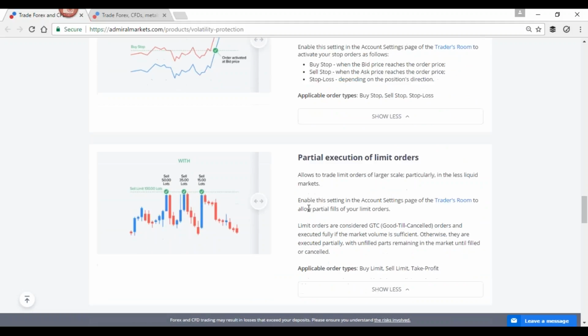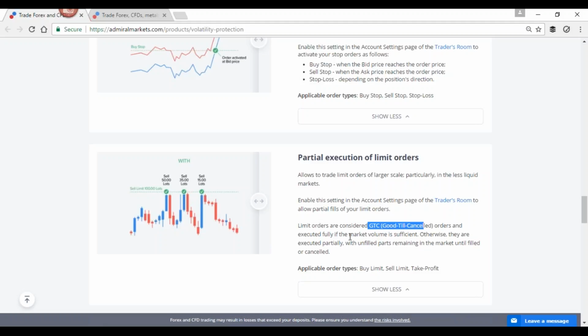That's my point. Now, partial execution of limit orders. Basically, if there's not enough liquidity, not sufficient market liquidity there, then the bigger size order might not get filled. Okay, so especially if it's a limit order of a larger scale, it might not be activated if there's insufficient liquidity. Now, with this particular setting, you would partially fill the order, 50 lots, 35, then 15 lots. So it will basically be good till canceled, GTC, as you can read here.